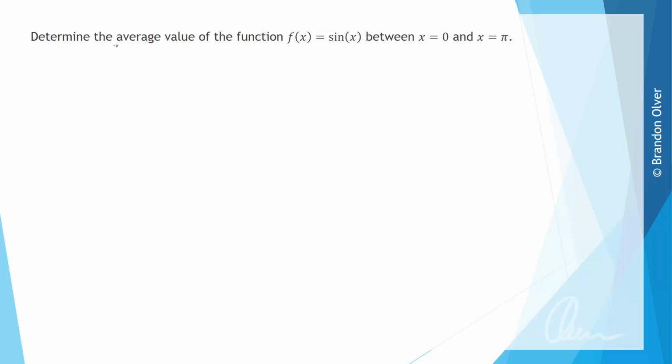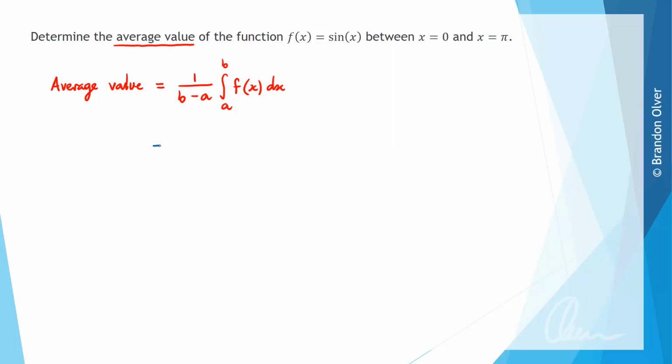Determine the average value of the function f of x equals sine of x between x equals 0 and x equals pi. So we know that the average value of a function over an interval a to b is given by 1 divided by b subtract a, multiplying the integral a to b of the function f of x dx.